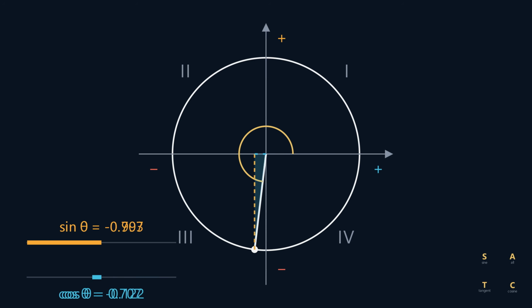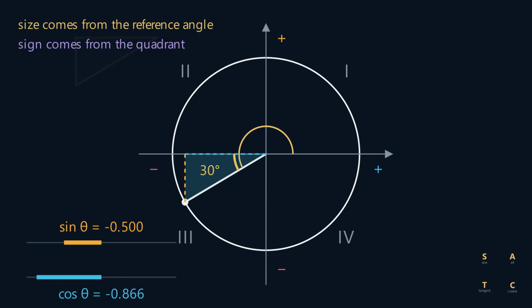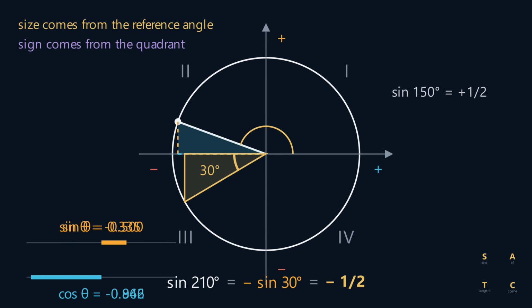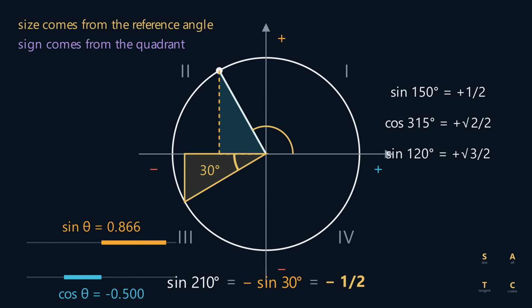There is one more tool, the reference angle. Take any angle at all, and measure the acute angle between its radius and the horizontal axis. That is the reference angle. The size of the answer always comes from the reference angle. The sign always comes from the quadrant. 210 degrees has a reference angle of 30, and it sits in quadrant 3, so its sine is -1/2.